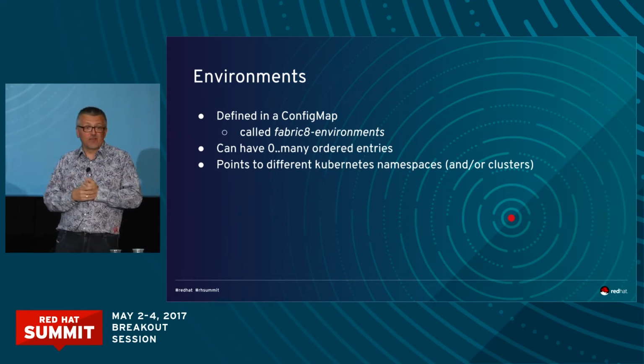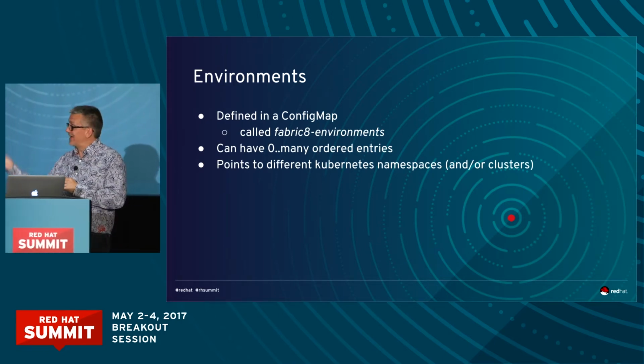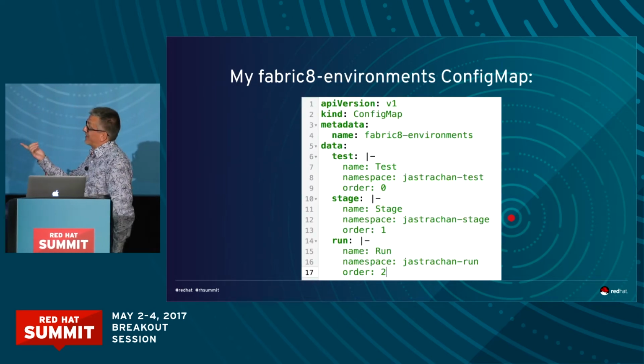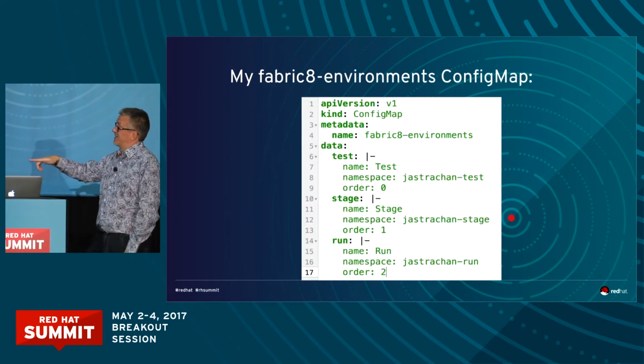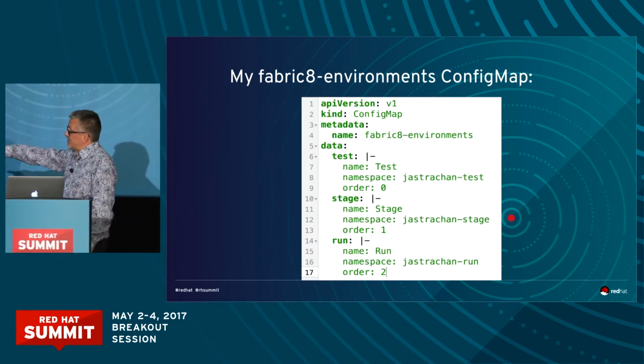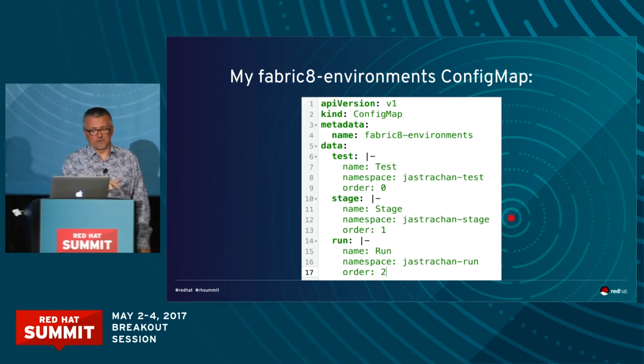You can configure these environments pretty trivially, but right now, unfortunately, it's a command line job. We will have a UI very soon to let you do that. So here's an example of my current config map for my environments. You can see we've got 3 environments: test, stage, and run. The namespace entry is the actual physical OpenShift namespace where these things run.